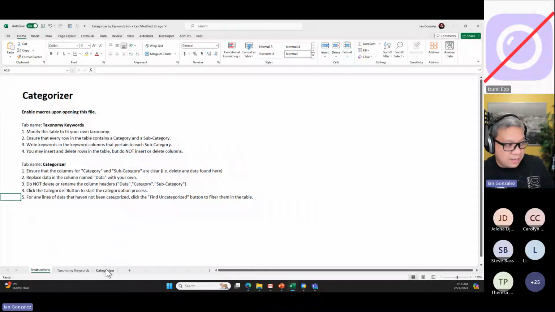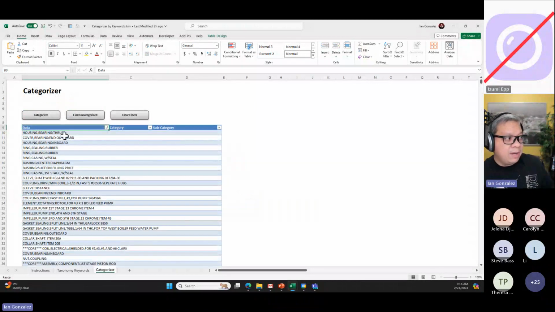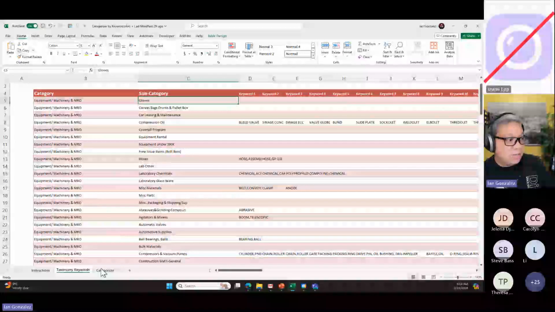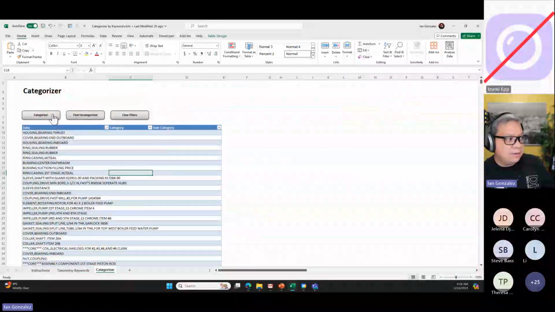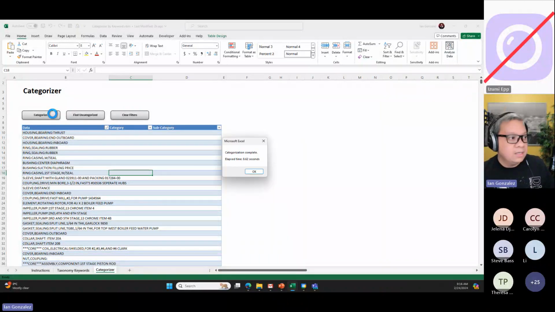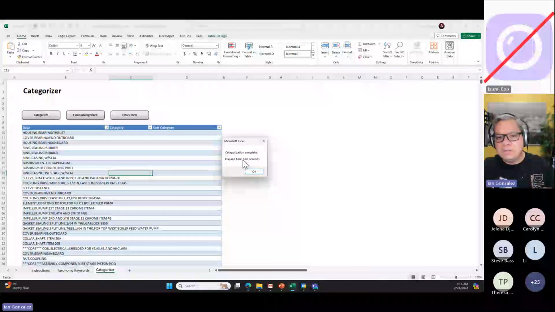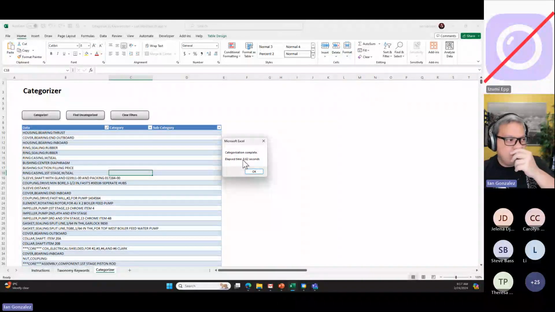So let's try it. I have my data over here. I am happy with my taxonomy keywords. I click on categorize, then the macro will run. At 10,000 rows, it takes about 4 to 5 seconds. Just blazingly fast compared to if you tried to do a lookup or something. It's 8 seconds only because we're streaming. When I'm not streaming on Teams, this is about 4 to 5 seconds.